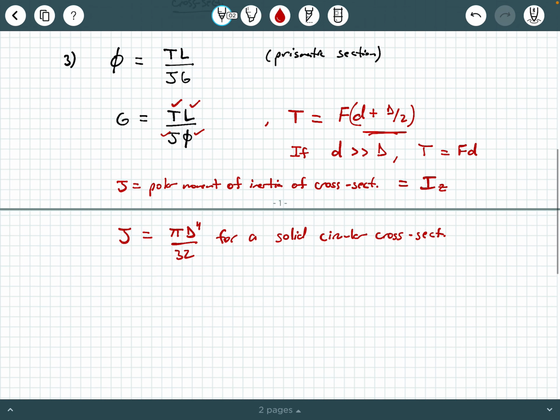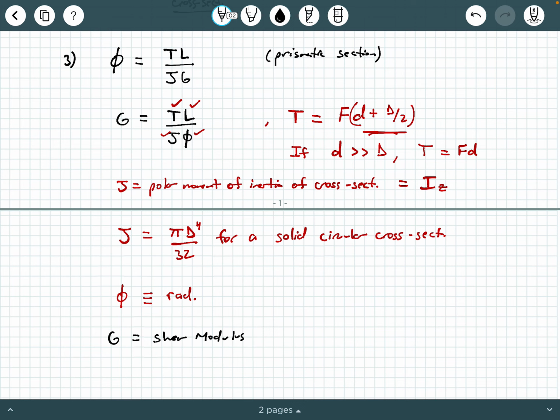One last comment on phi. Phi is the angle of twist. It's going to have units of radians, okay? So you want to make sure phi has units of radians. And then finally, you'll end up calculating G, which is your shear modulus, which is a material property of the material that the shaft specimen is made out of.